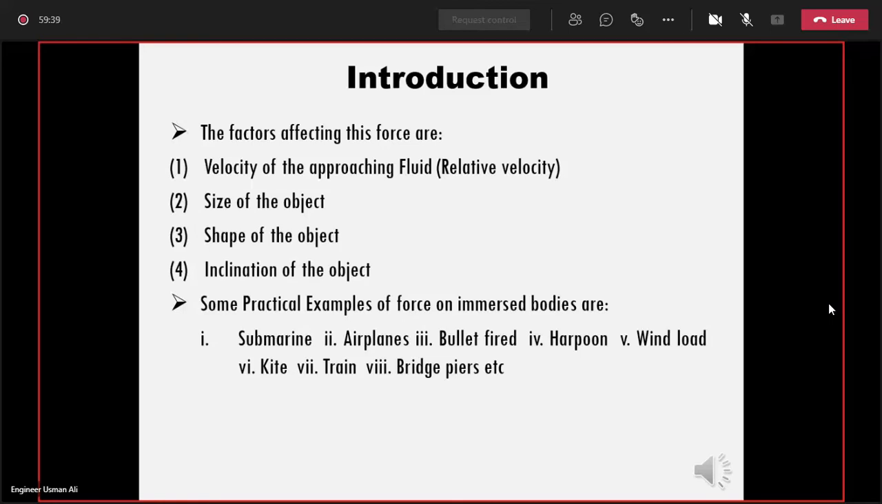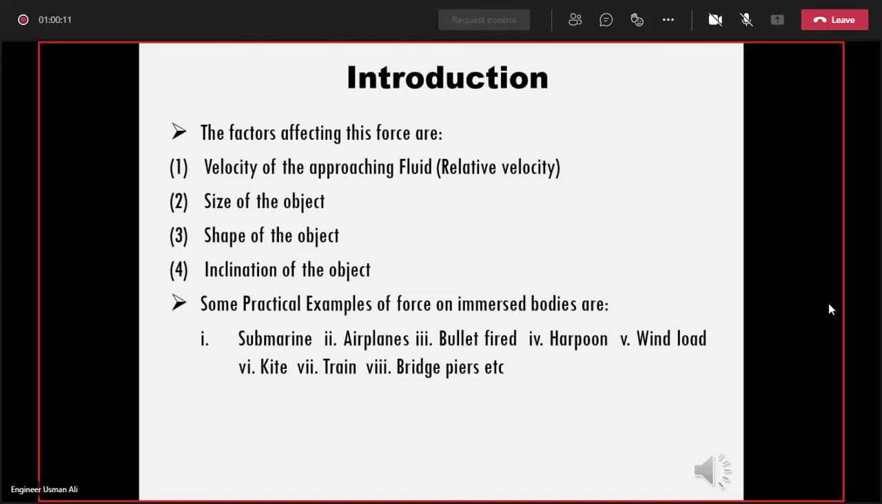If the object is placed vertically, one force will be much more than the other, and if the object is placed horizontally, again one force will be more than the other, and if it is placed at some angle, the force will be different accordingly. Some of the practical examples where we consider this concept and use it to design different bodies are submarines, airplanes, bullets fired, and harpoons.